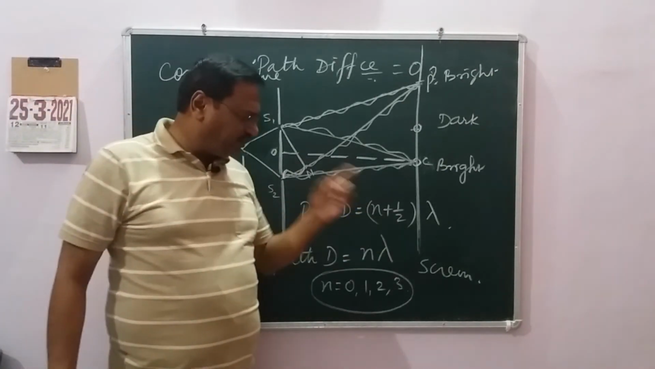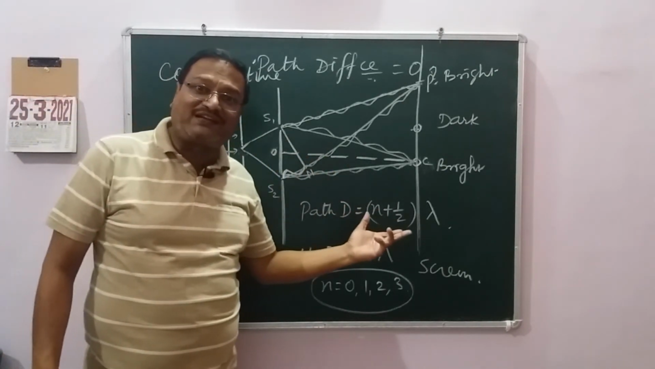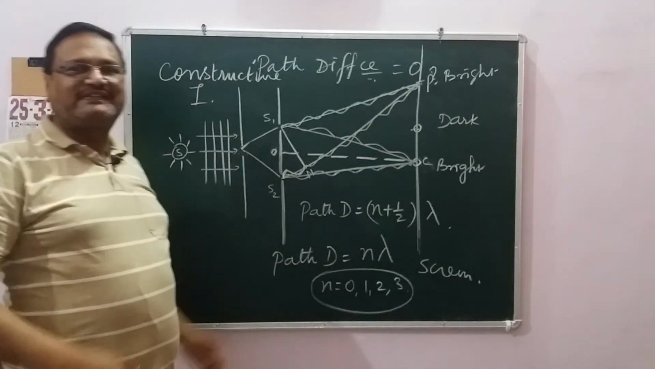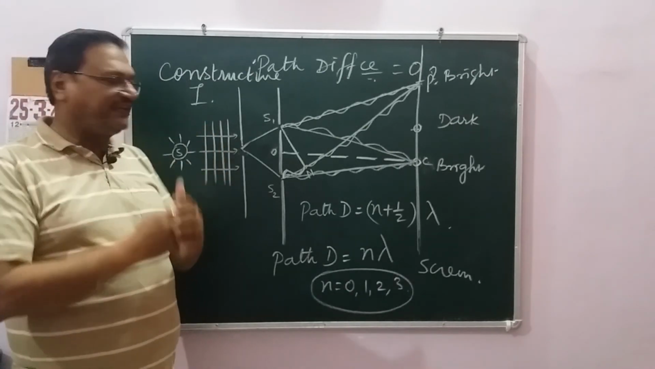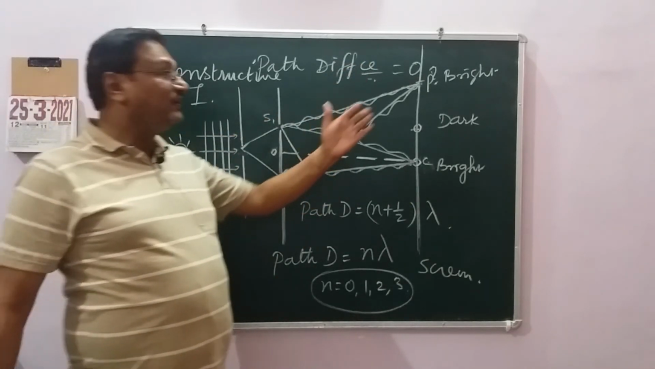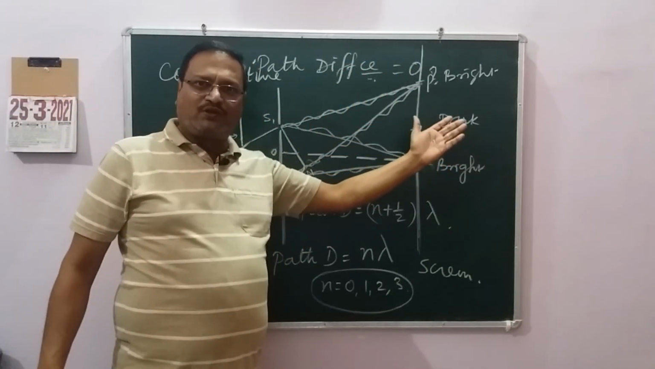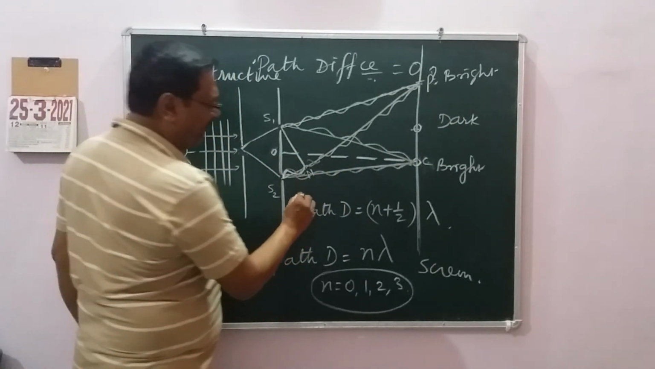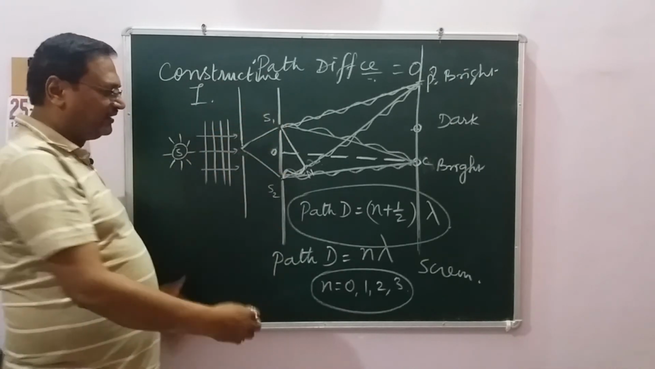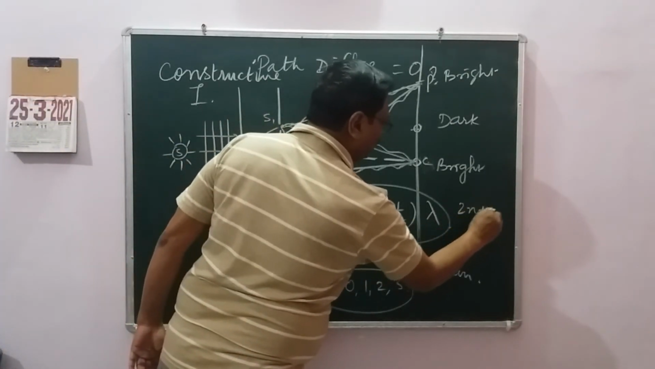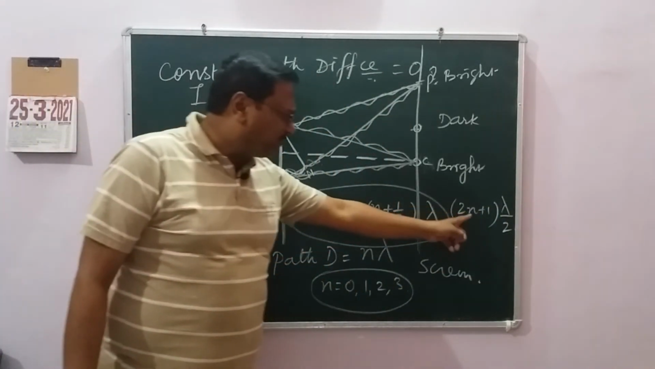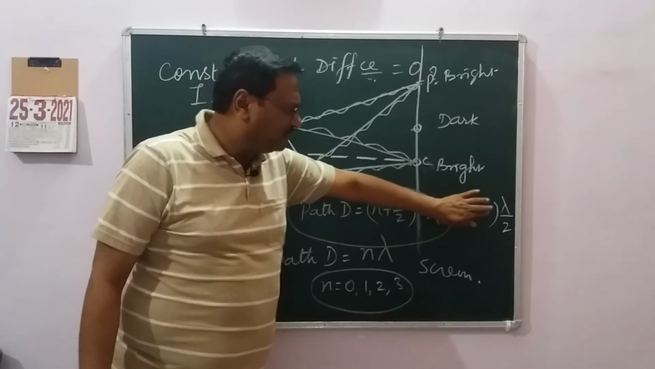Now if I put n as 0, what will happen? Half lambda, 1.5 lambda, 2.5 lambda, 3.5 lambda. Such values with an additional half will create a dark fringe. So the dark fringe is created if the path difference satisfies n plus half of lambda, right? Some people write (2n plus 1) times lambda by 2. This is also correct, where n is 0, then it becomes lambda by 2.